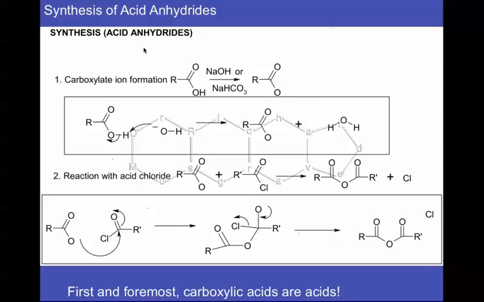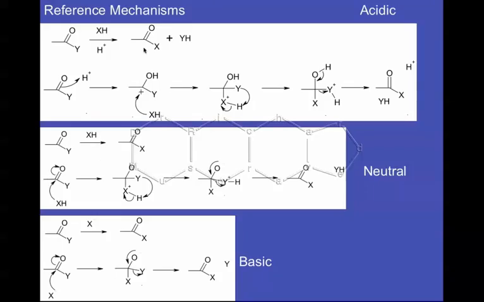Carboxylic acids, first and foremost, are acids, which means it's easy to remove the proton from a carboxylic acid with some kind of base. In the next step, we take the carboxylate ion and we react it with an acid chloride in a reaction that is ostensibly a basic type mechanism. Earlier when I was talking about reactivities, I mentioned there were three kinds of mechanisms that we were concerned with for most of these carboxylic acid derivative reactants. The first one was acidic, the second one was neutral, and the third one is basic.